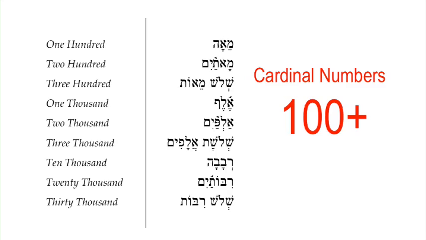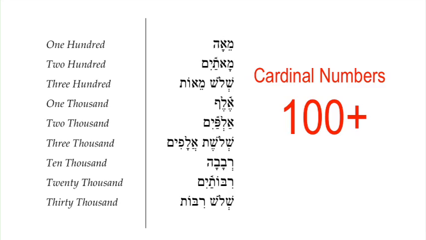1,000 is Elif. 2,000 is the dual of Elif, Alpayim. And 3,000 is Shalosheth Alapim, literally 3,000s or 3,000. In the 10,000 category, you begin with the base noun Ravava, meaning 10,000. You take that noun and you inflect it in the dual, Ribothayim, and you get 20,000, or twice 10,000.